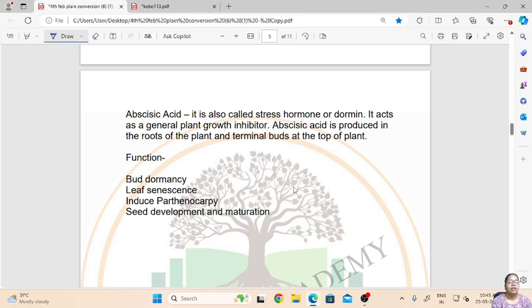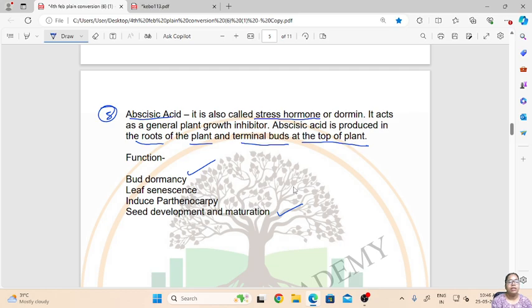And the last one is abscisic acid. Abscisic acid is called the stress hormone in plant. It acts as a general plant growth inhibitor. Abscisic acid is produced in the roots of the plant and the terminal buds at the top of the plant. So the function of abscisic acid is bud dormancy, leaf senescence, induce parthenocarpy, and seed development and maturation. So it is mainly helping in bud dormancy and seed development and maturation. So these are the functions of abscisic acid.